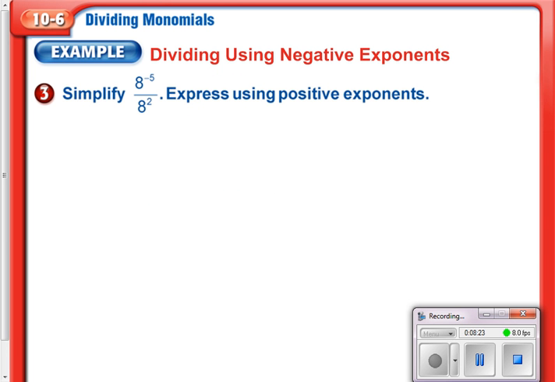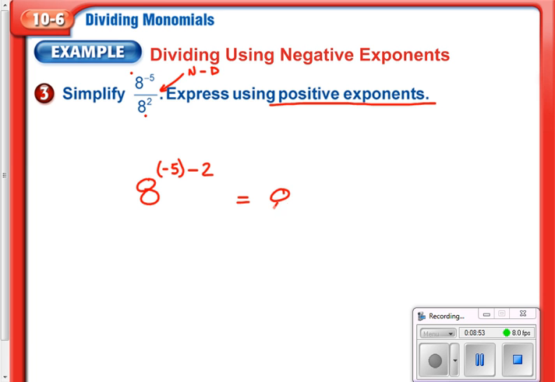Dividing using negative exponents, you'll have to simplify 8 to the negative 5th divided by 8 to the 2nd. And again, here you'll have to express with a positive exponent. So first thing, start off, same base, division. Well, here's that base number. When you divide and they have the same base, you subtract exponents. Numerator subtract denominator. The numerator is negative 5. Subtract the denominator, 2. Gives us 8 to the negative 7th.